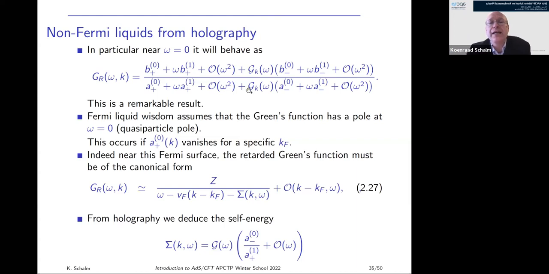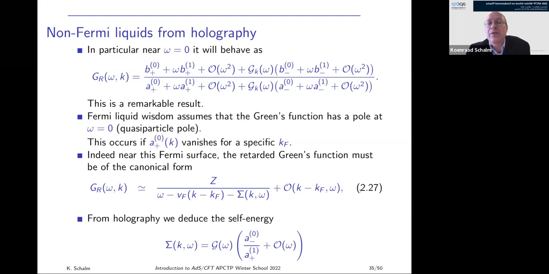So if you understand something about fermionic response functions at finite density, fermionic response functions at finite density have a very specific pole at 0 frequency. This is the quasi-particle pole. These are the excitations around the Fermi surface.